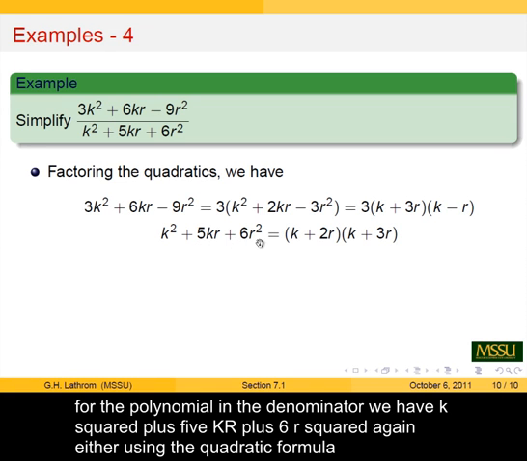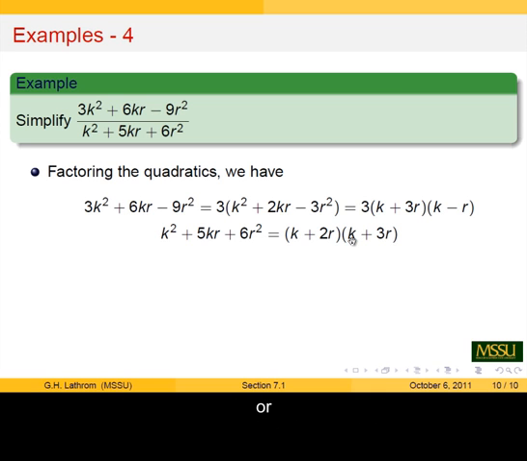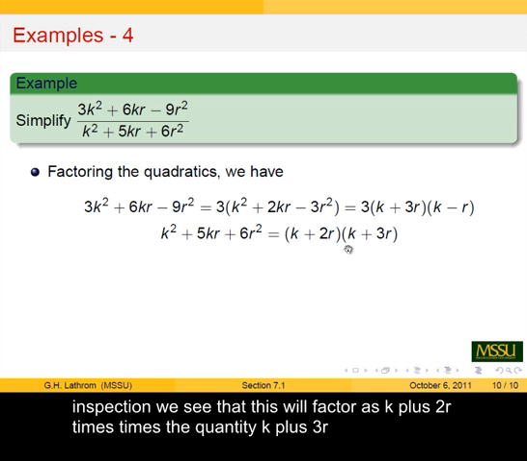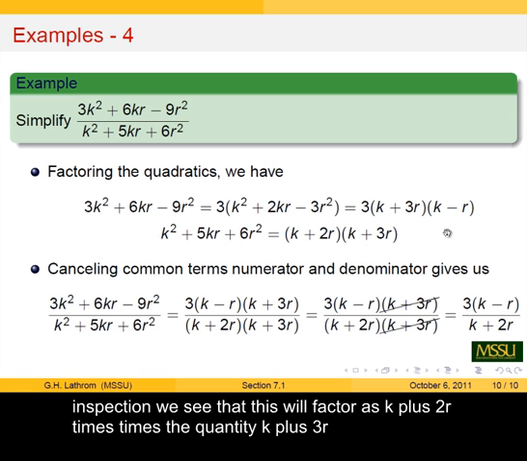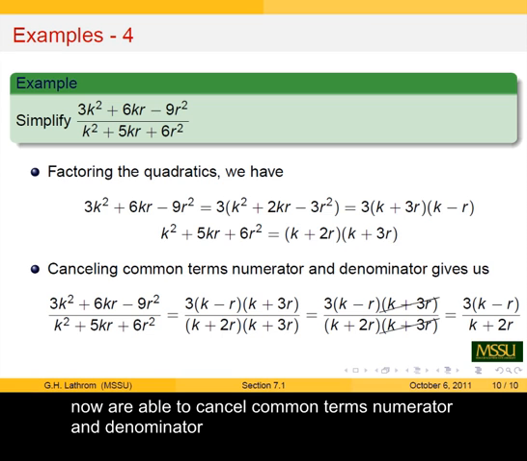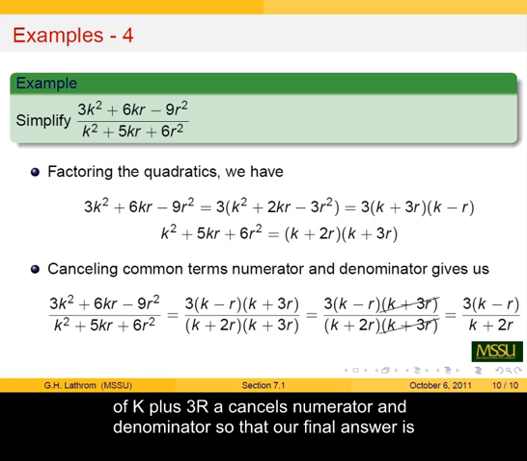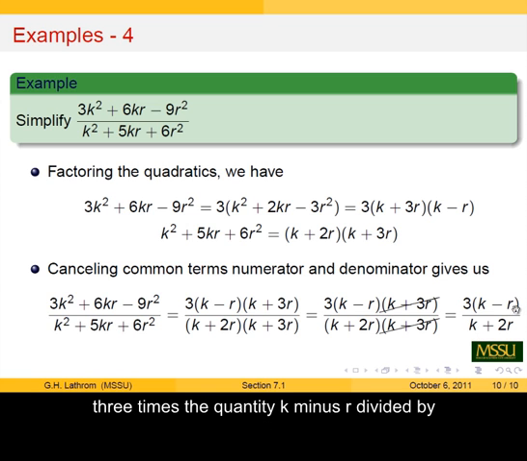For the polynomial in the denominator, we have k squared plus 5kr plus 6r squared. Again, either using the quadratic formula method or inspection, we see that this will factor as k plus 2r times the quantity k plus 3r. Now we're able to cancel common terms, numerator and denominator. This gives us a factor of k plus 3r that cancels numerator and denominator, so that our final answer is 3 times the quantity k minus r divided by the quantity k plus 2r.